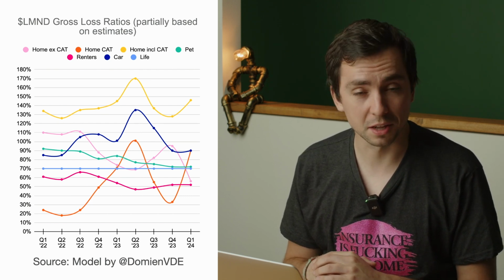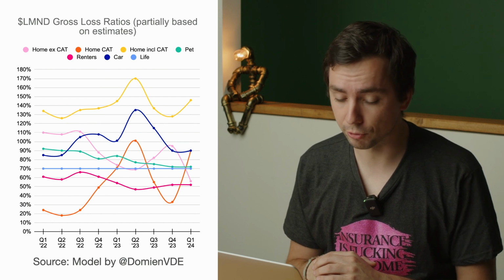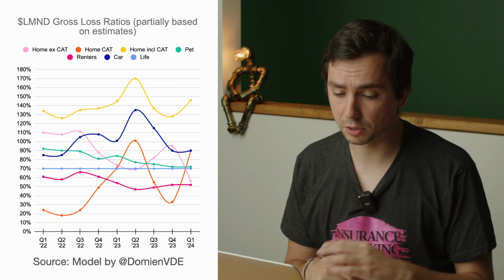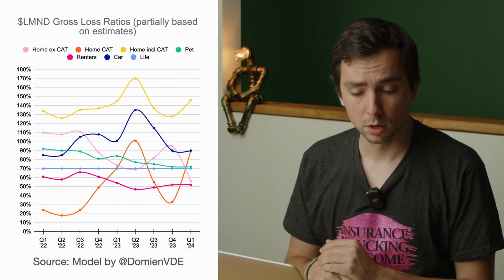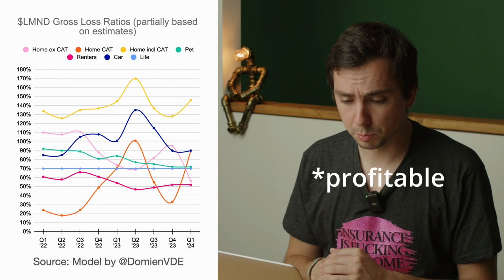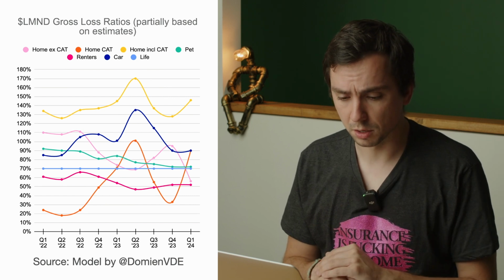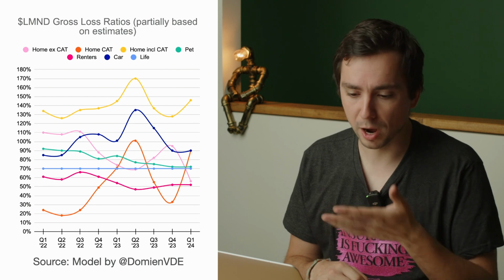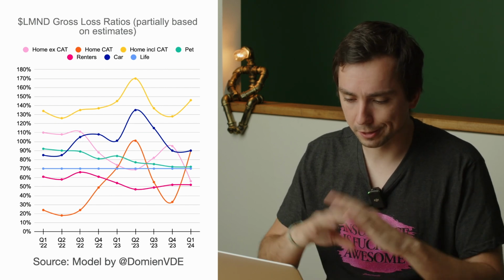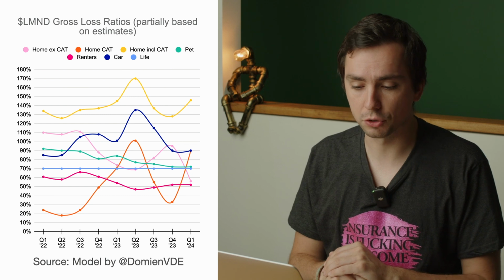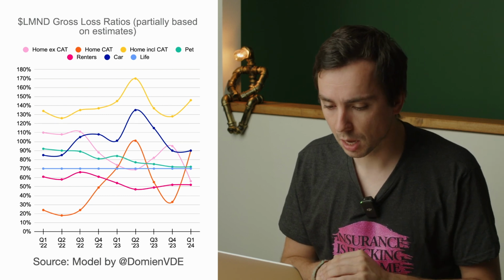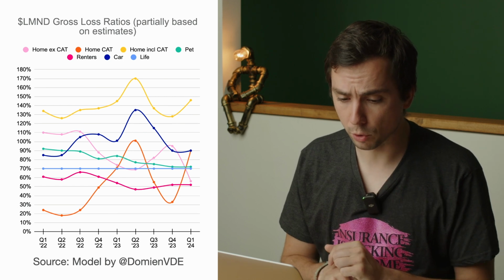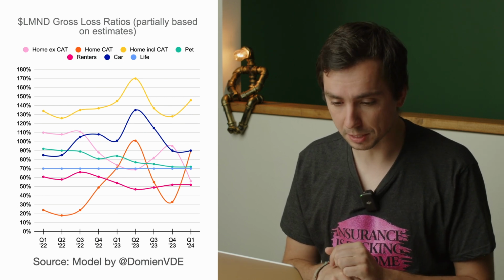Basically, we don't know anything about the loss ratio of life, or at least I haven't been able to find it. So I've just set it at 70% constant throughout time. We can assume it's possible given what they said at the previous investor day, but we don't know how profitable, and still it's a negligible part of their business. So let's just set it at 70% and not think about it anymore. The other lines are way more important, way more interesting.